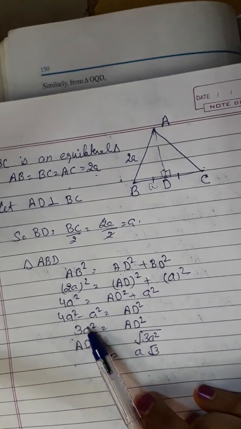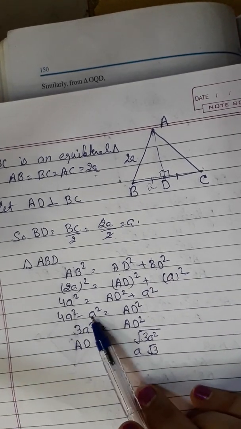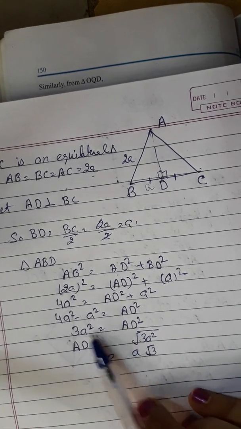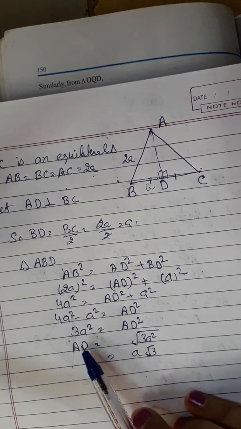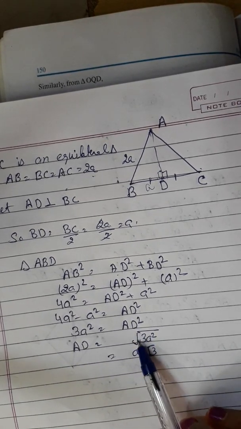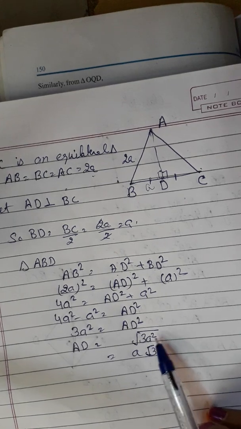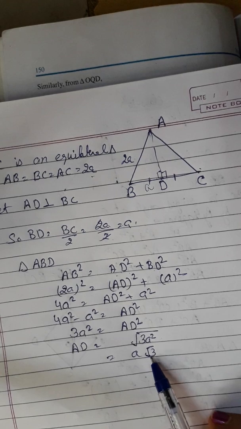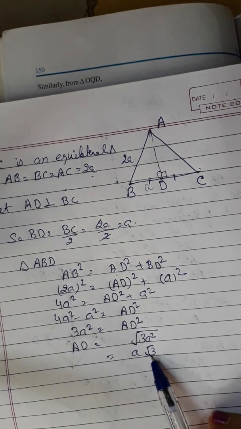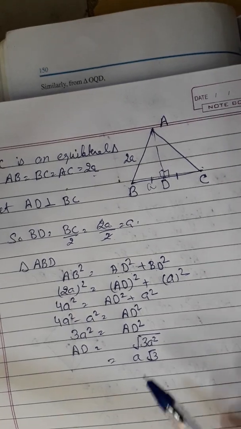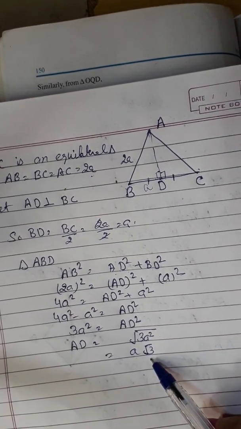A square can shift there by changing of sign. So 4A square minus A square that equal to 3A square, AD square is equal to 3A square. And the square can be shifted there by square root. So AD is equal to under root 3A square. A square can be cancelled with root, so A can come out and root 3 is inside the root. So AD, it mean altitude, is equal to A root 3.